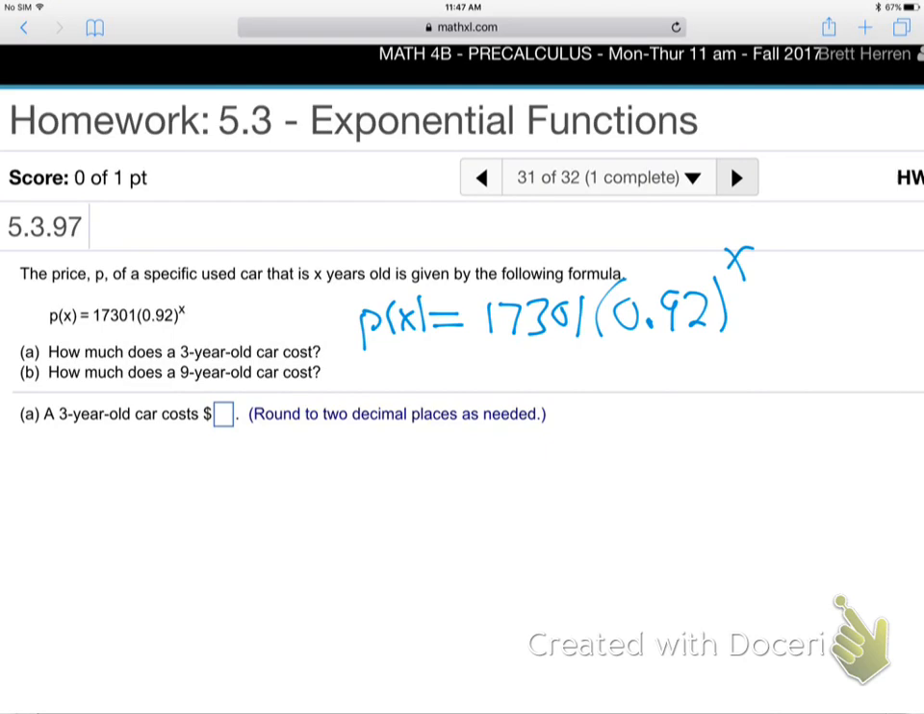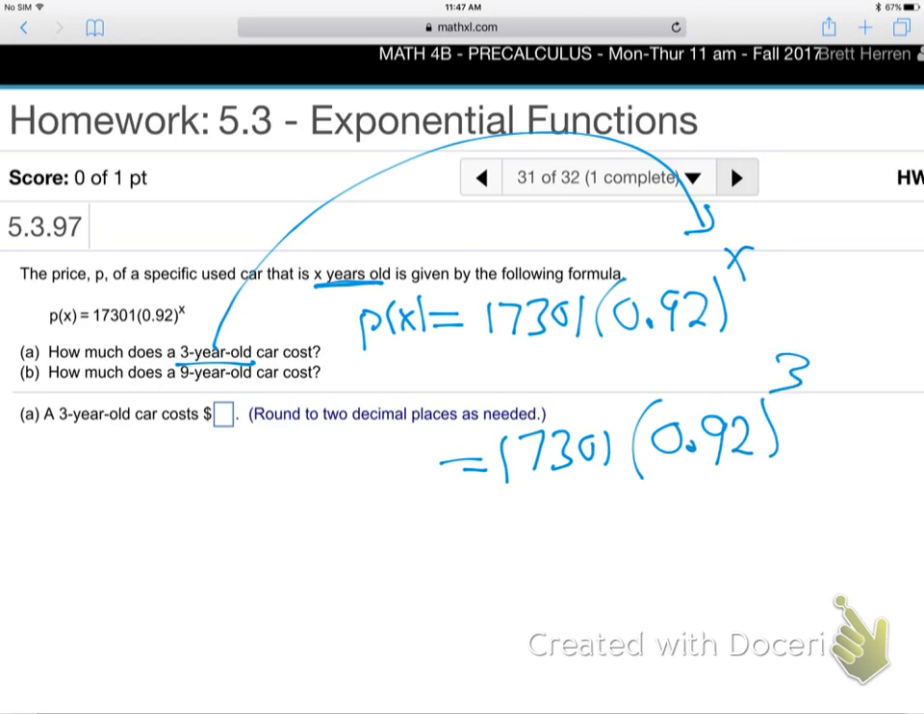So look at that. This is just plug-in, is all it is. Don't waste much of your time on this. It just says x is years, 3 years old. Just stick in a 3 for x and hit the buttons on your calculator. Part B, 9, put in a 9, hit the buttons on the calculator. That's all there is to it. Number 32 is exactly the same.